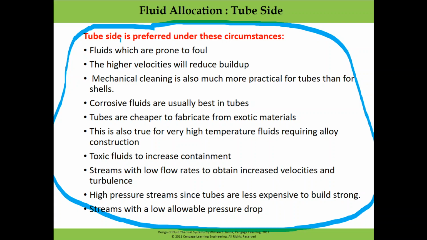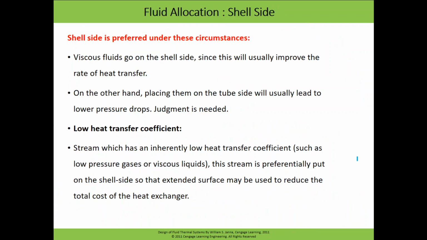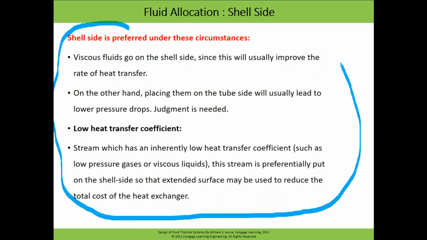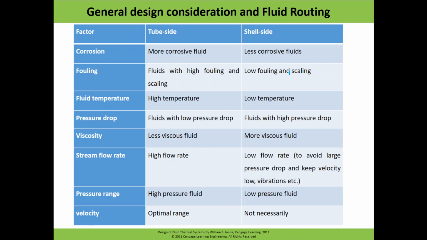This is for the tube side preferred under these circumstances. If under these circumstances, it is preferred that the fluid should flow in the tube side. Similarly, under certain circumstances, if the fluid matches these conditions, then the fluid should flow through the shell side. These conditions are summarized in the form of a table, and here we have the general design considerations on fluid routing, which fluid should be routed through the tube and which fluid through the shell. There are different factors.